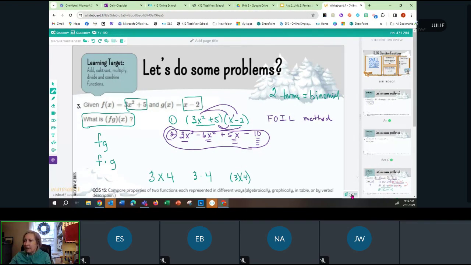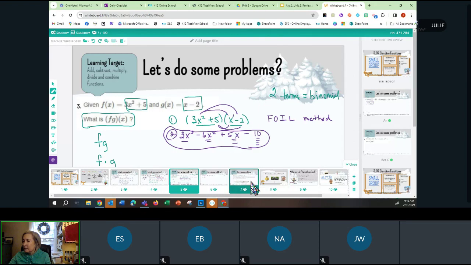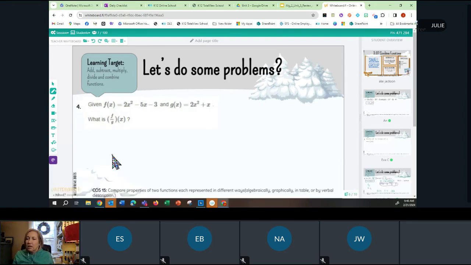This is slide 5. My next slide is slide 6. And they're telling us right down here, again, let me put a box around it so we can look at what they're asking us to do. It says, what is f over g of x? So we're going to take our f.